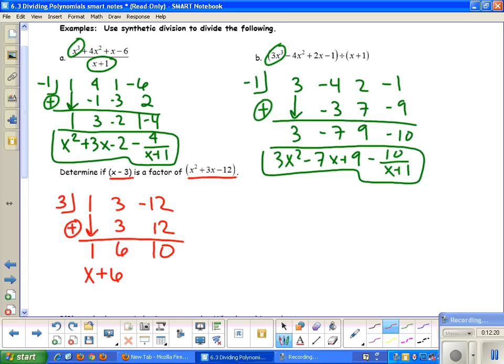So when I do this, I get my quotient, which is x plus 6, because, oh, sorry, this should have been 18, because 6 times 3 is 18, which gives me 6. I didn't realize I did that. So this would be x plus 6 plus 6 over x minus 3. Because the remainder is 6, that means that x minus 3 is not a factor.